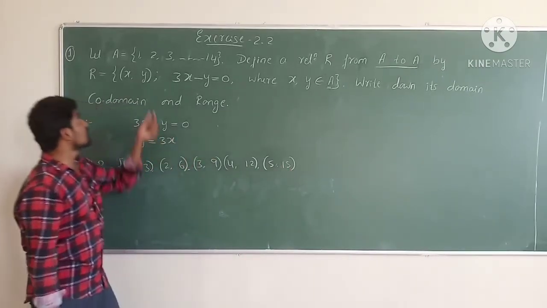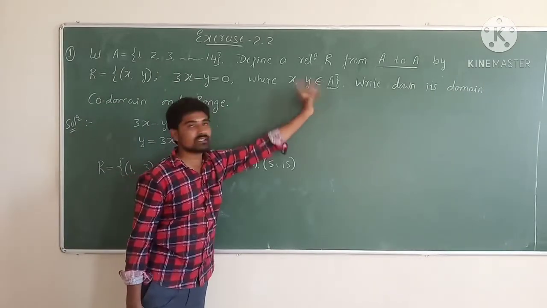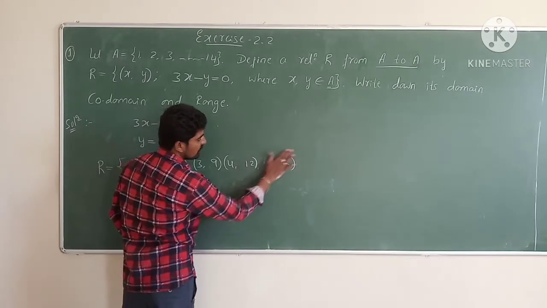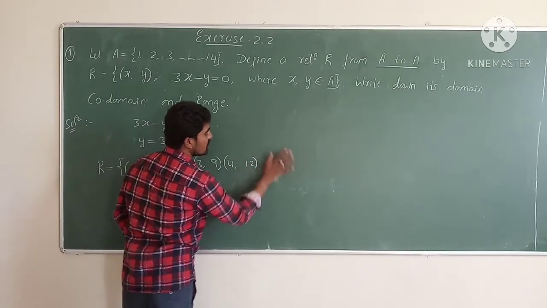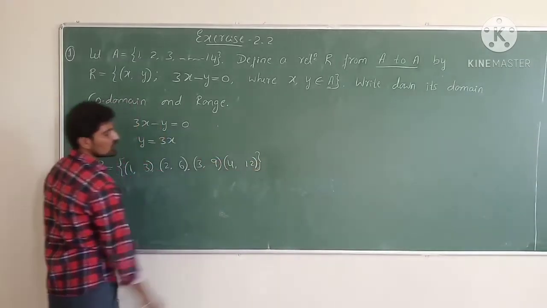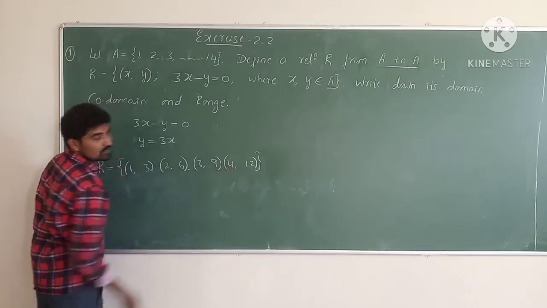But 15 does not belong to the set A. According to the given condition, y must belong to the set A. Therefore, this last ordered pair (5, 15) does not belong to the relation R. Hence, the required relation consists of only 4 elements: (1, 3), (2, 6), (3, 9) and (4, 12).